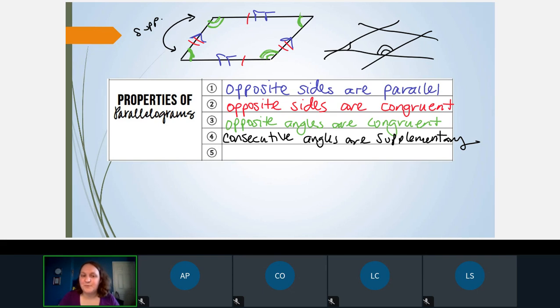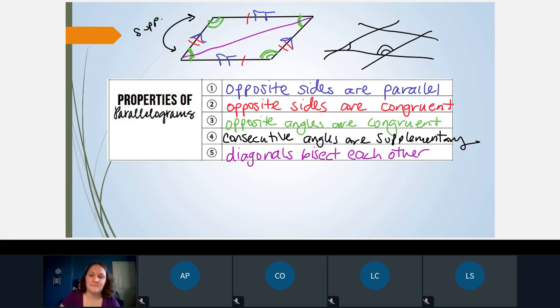And then the last property that we need to know about parallelograms is that diagonals are going to bisect each other. What does bisect mean? If you know the answer to that, type it in the chat. Diagonals bisect each other. What does bisect mean? Type it in the chat for me, would you?